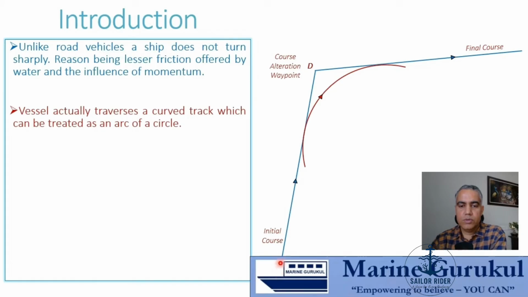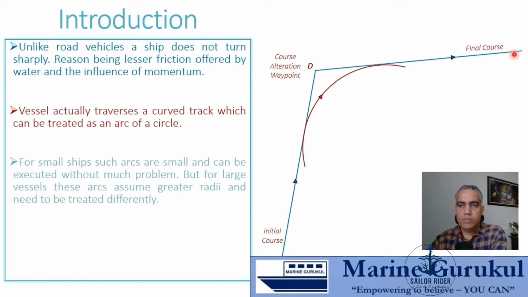The vessel will be initially moving on the initial course up to this particular point, that is this tangent point of the arc, and after this point the vessel starts to travel on the curved path and it follows the curved path up to this point here, which is again a tangent. The final course is tangential to the turning arc here, and from this point onwards the vessel again starts to move on a straight line track, which is the final course of the ship.